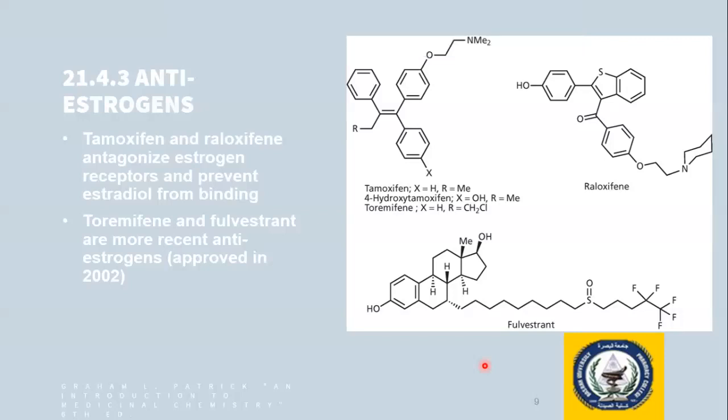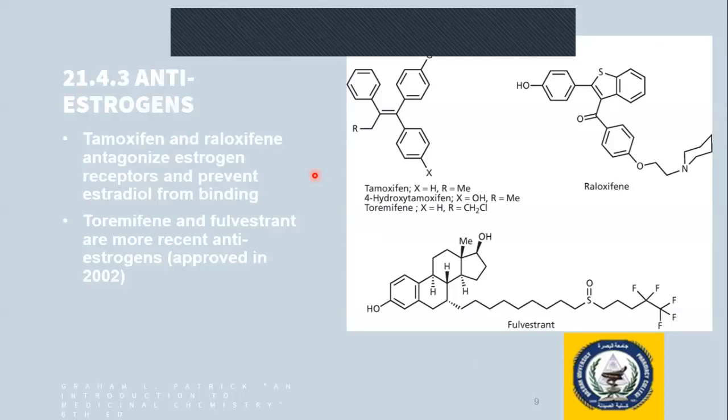Okay, let's move on to the anti-estrogens. We said that we give estrogens earlier, right? Now we give anti-estrogens because there are some cancers that are estrogen dependent. An example of those is breast cancer. Examples of anti-estrogens are tamoxifen and raloxifene.